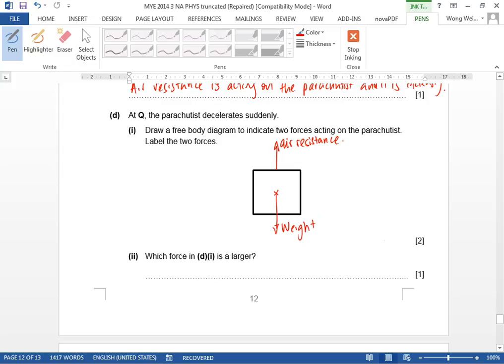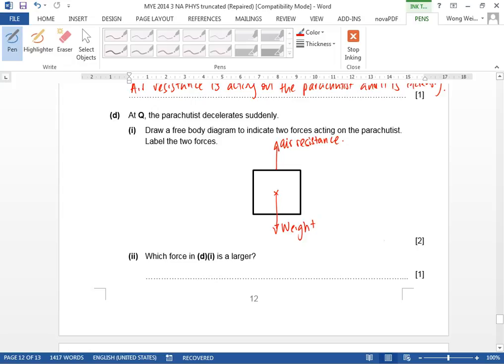Now, if this is our resultant force, can you tell me which one is bigger now? Is it the air resistance that's bigger or the weight that's bigger? It has to be air resistance that is bigger. That tells us that air resistance is greater than the weight. That is why we are going to have a negative resultant force.